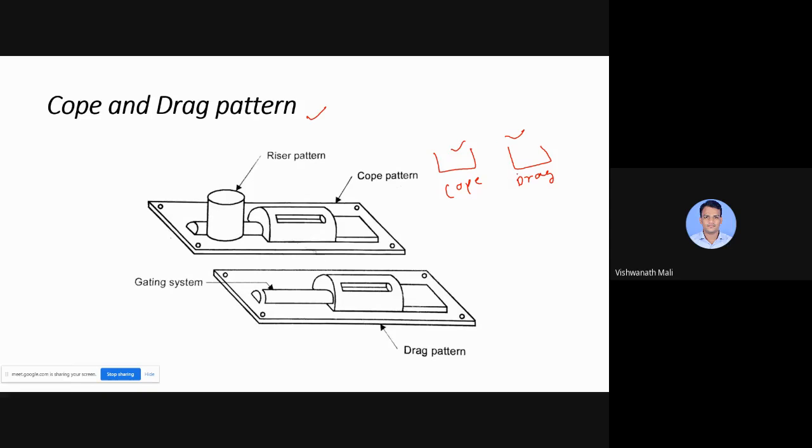In earlier case, first we make the drag and then we go for making the cope. But in this case, we simultaneously make. So this will increase the production and it will decrease the time for preparing the model. So this is a cope and drag pattern.